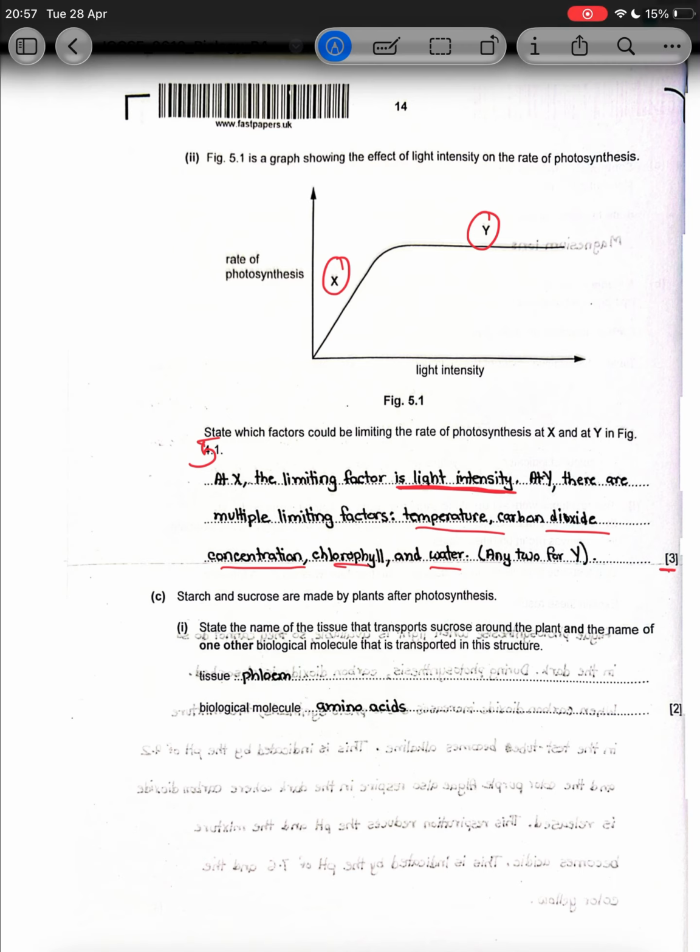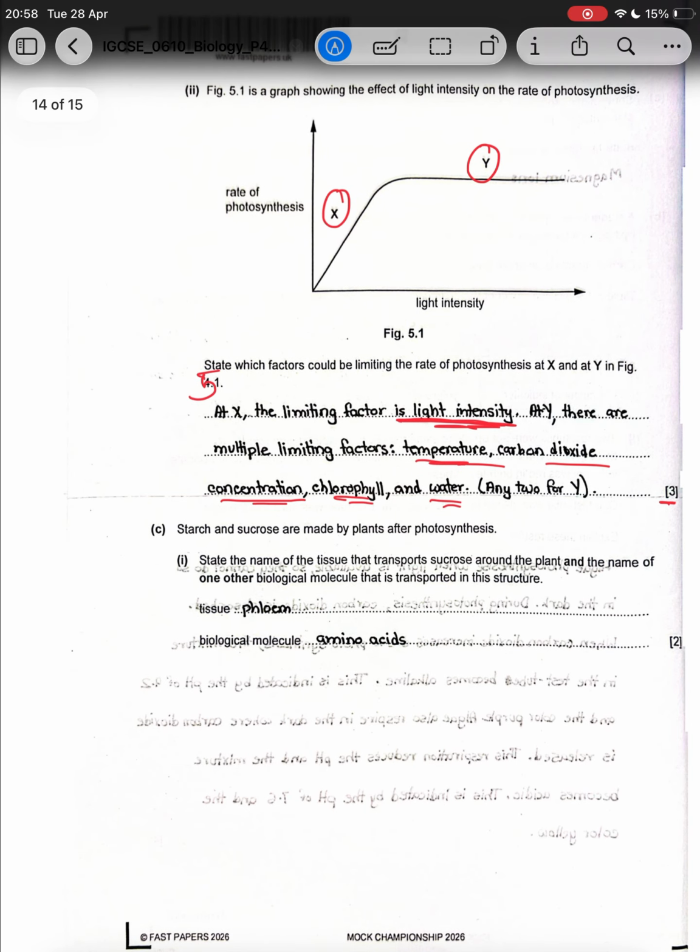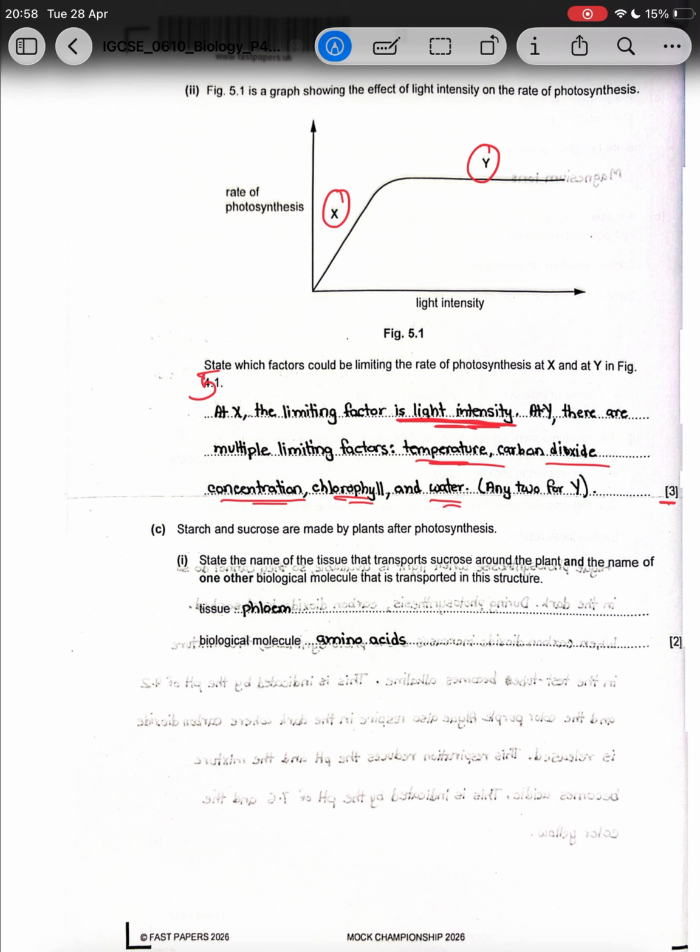and mentioning one won't really get you 3 marks, because 1 mark is for this and 2 marks are for either two of these. Okay, so C says starch and sucrose are made by plants after photosynthesis. State the name of the tissue that transports sucrose around the plant, and the name of one other biological molecule that is transported in this structure. So obviously it's phloem, and this also transports amino acids.